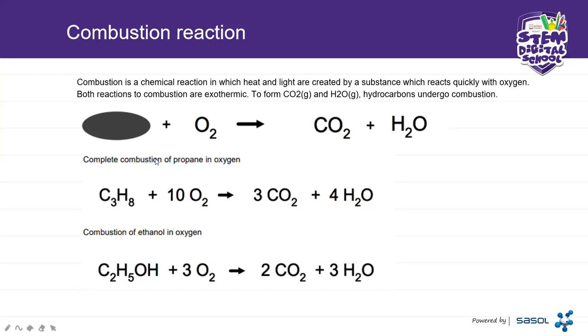So this one is an example. It says complete combustion of propane in oxygen. This is going to be our C3H8 plus O2. Okay, sometimes they can give you this side and ask you what the results will be. So you'll have to automatically know that the result is going to be carbon dioxide plus H2O.